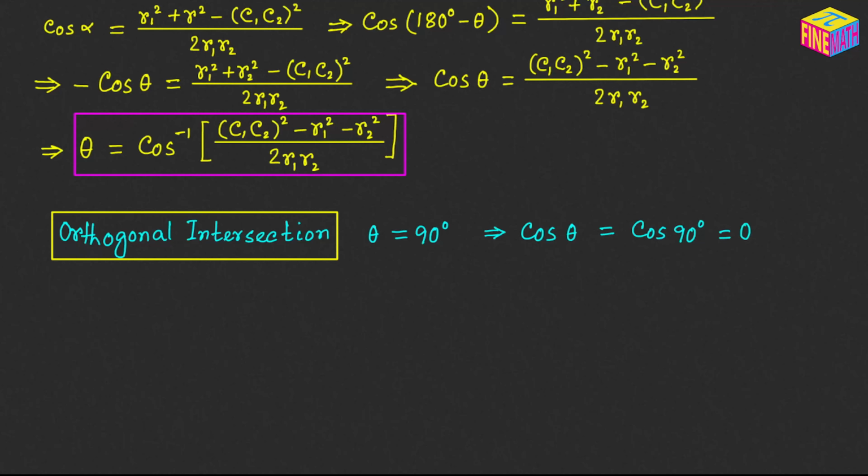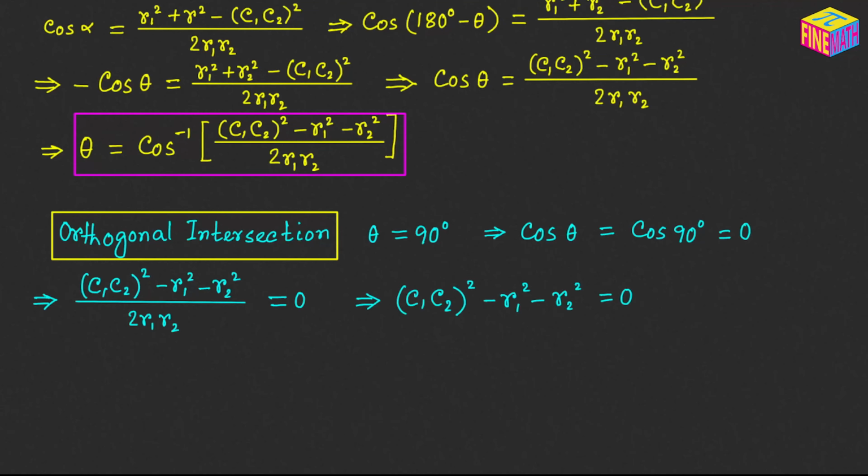So the value of cosine of theta that we just derived, which we can see on the screen towards the top right hand side, that expression's value becomes 0 for orthogonal intersection. That means when theta is equal to 90 degrees, the value of that expression, which is equal to cosine of theta, in this case will be cosine of 90 degrees, and that is equal to 0. Now let's multiply both sides of this equation by 2 times r sub 1 times r sub 2, then our equation is going to look like this.